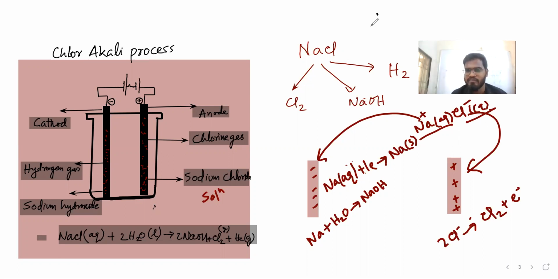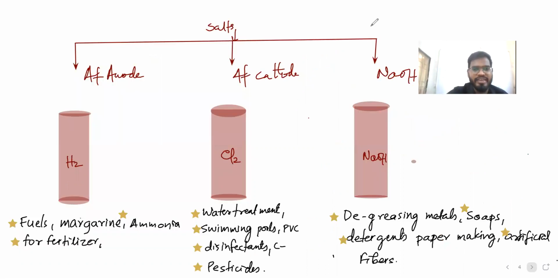So that Na solid will react with H2O and become NaOH. And then chlorine will lose one electron and become chlorine gas. So by this way, this reaction takes place: NaCl plus H2O gives NaOH plus Cl2 plus H2. Fine. Now three things happen here at the anode and cathode.